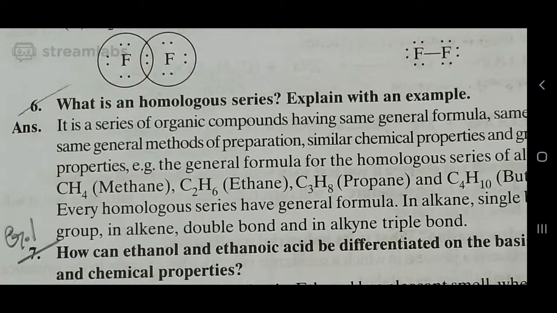Example: alkanes with single bond, alkenes with double bond, alkynes with triple bond, cycloalkanes with the closed ring structures. All these show homologous series.